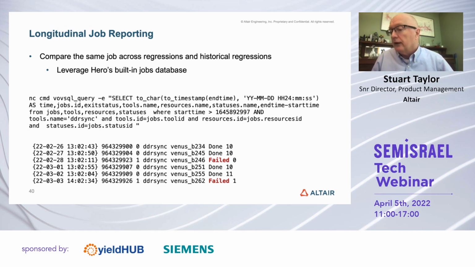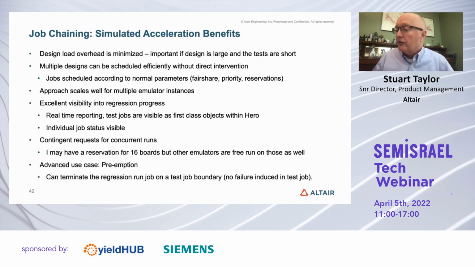Here we use the tool field to uniquely identify a certain test. Here it's called DDRsync. Now, many of you have got your own jobs databases, and you can still use those. But for those who want something out of the box, that's a good way to get it.